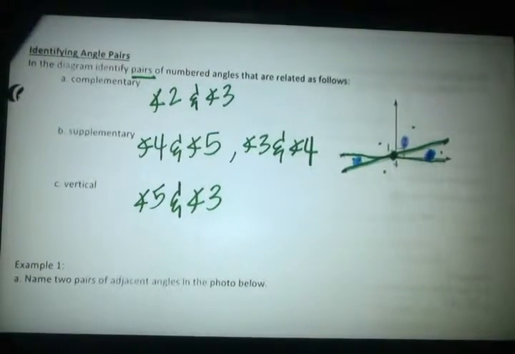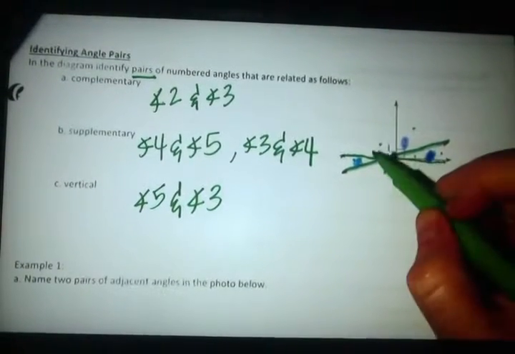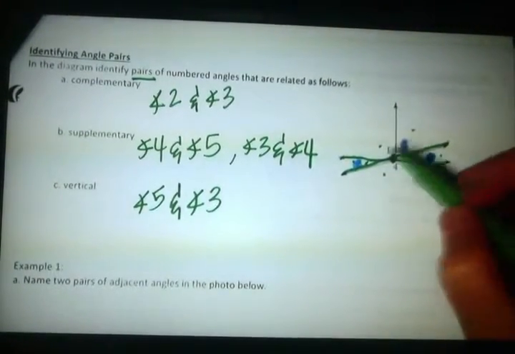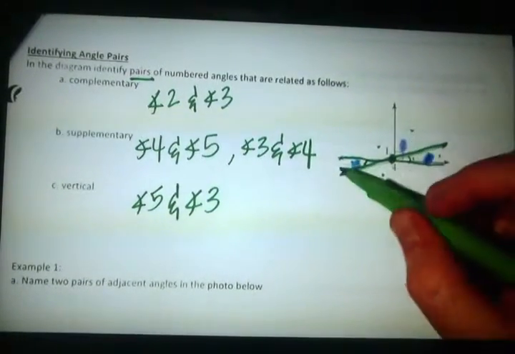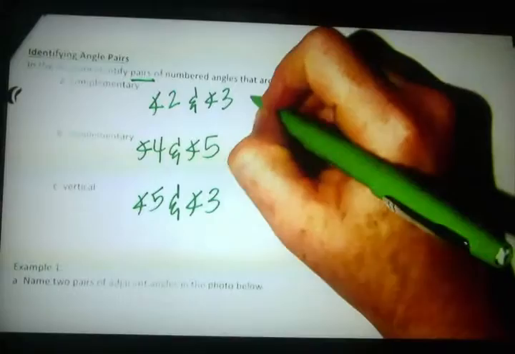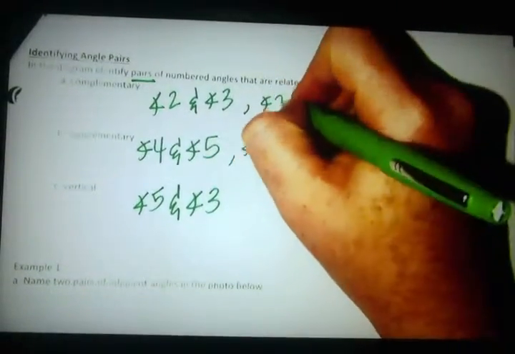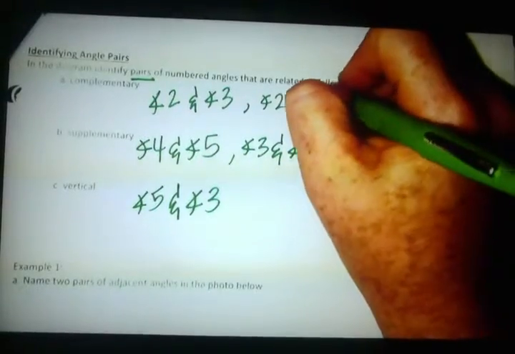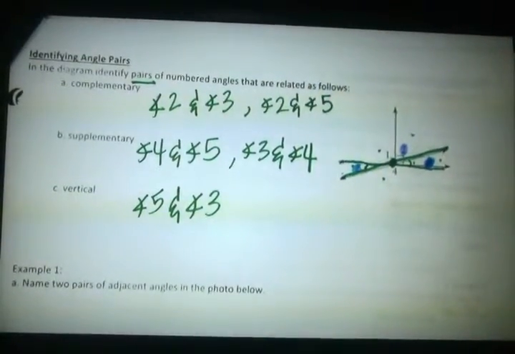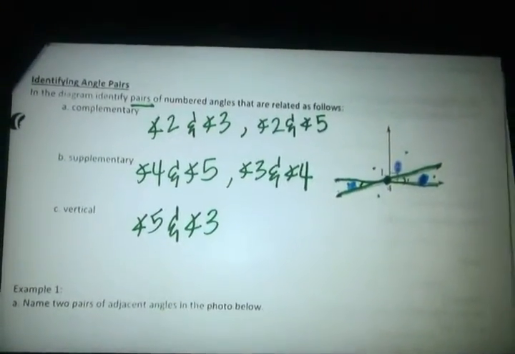But since we know that angle 3 and angle 5 are vertical, they're equal. We'll talk more about that later, but if you want to say that angle 2 and angle 5 are complementary, you can also say that, because if you did find their angle measures, they would add up to 90 degrees. So just add that to the list. Okay?